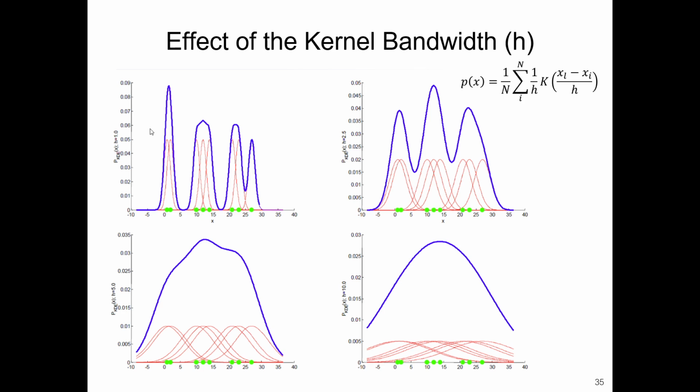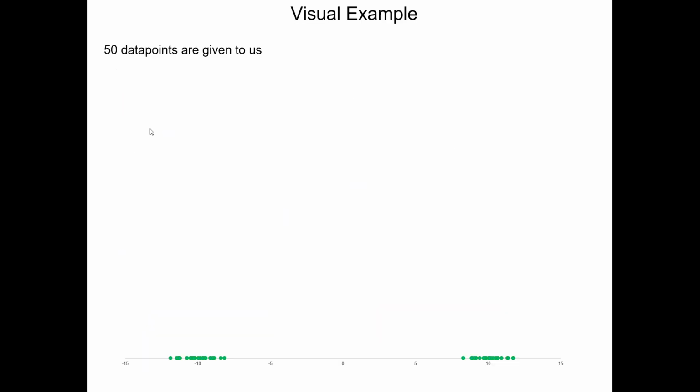So the question becomes, what is a good value for h, or as we called it, bandwidth? What's the good value for bandwidth? Let me give you an example. With this example, we'll understand what happens here. I have 50 data points.